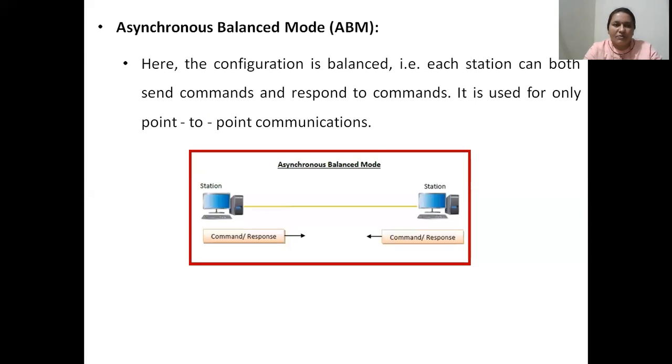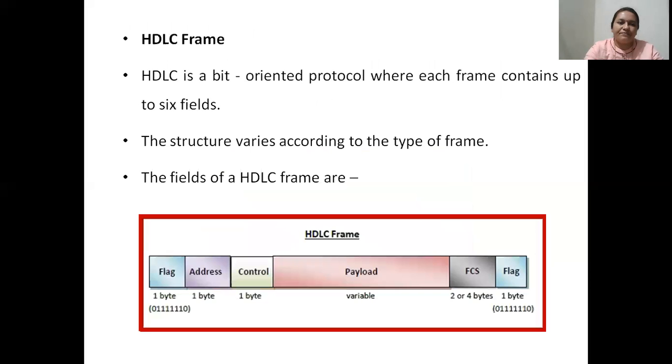The second transfer mode is asynchronous balanced mode. Here the configuration is more balanced. There is no concept of primary and secondary stations. Both stations are capable of sending commands and responding to them. Each station is capable of sending a command as well as responding to the command. Asynchronous balanced mode always supports only point-to-point communication. It cannot support multi-point communication.